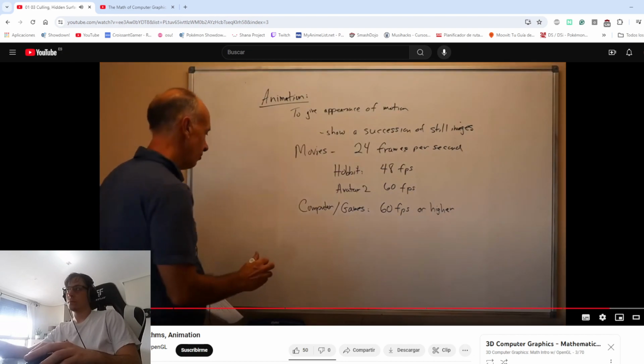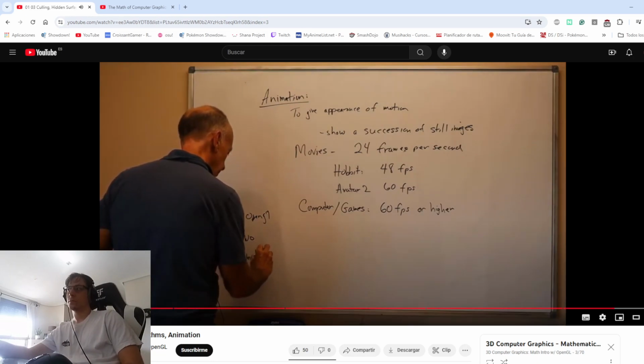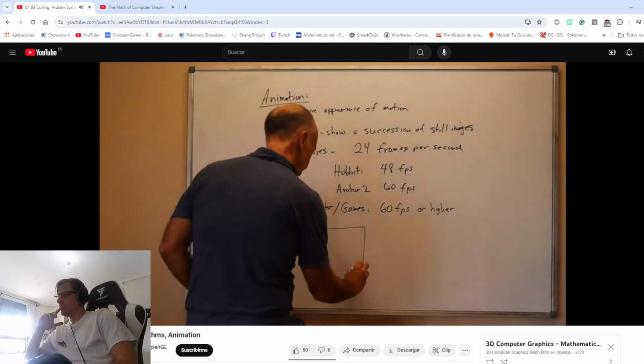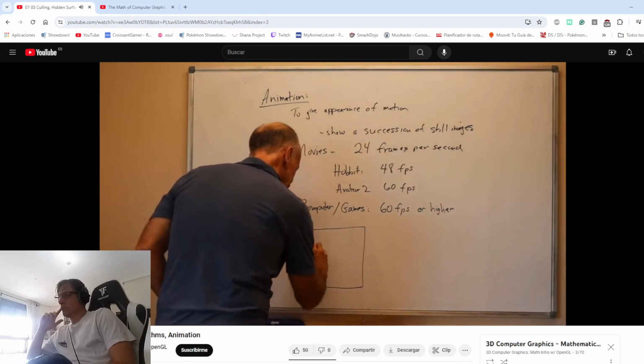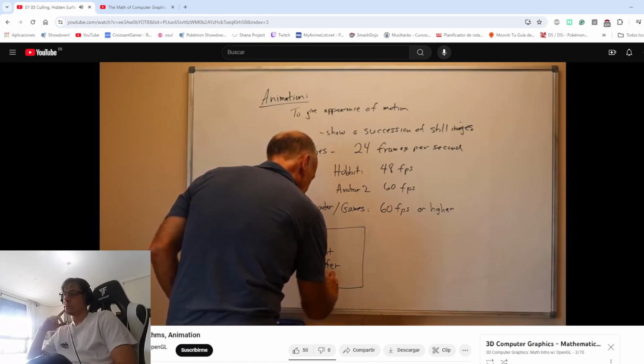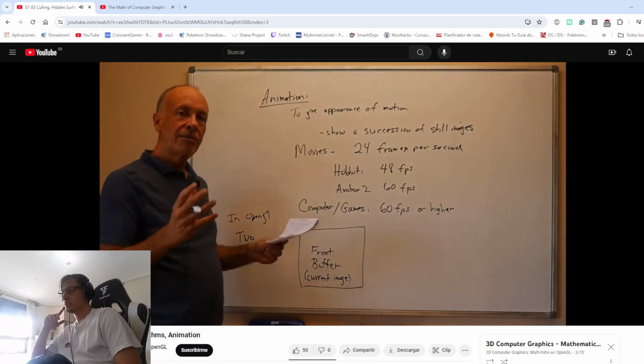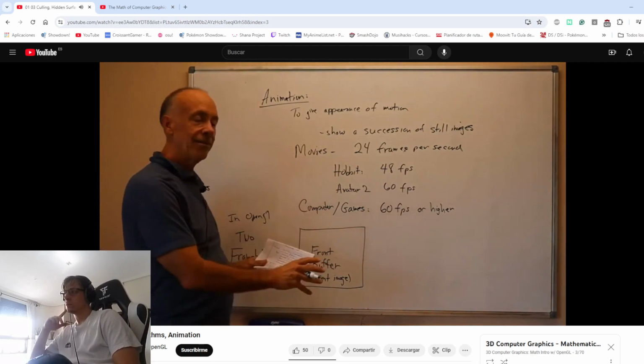So the way this is done on the computer is in OpenGL. There'll be the front buffer, which I'll draw as a rectangular thing. And this is the current image being displayed on the monitor. And so as we're animating a scene, we render a scene at one point. It's in the front buffer, and that's what the user's seeing.